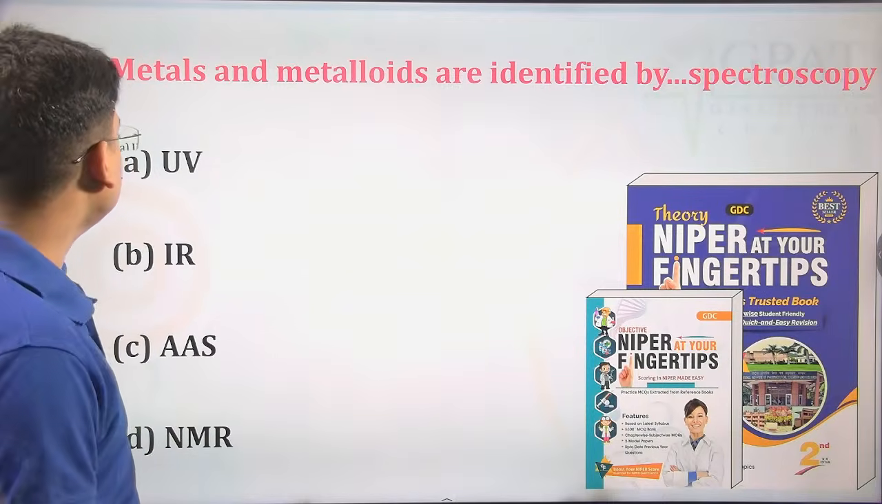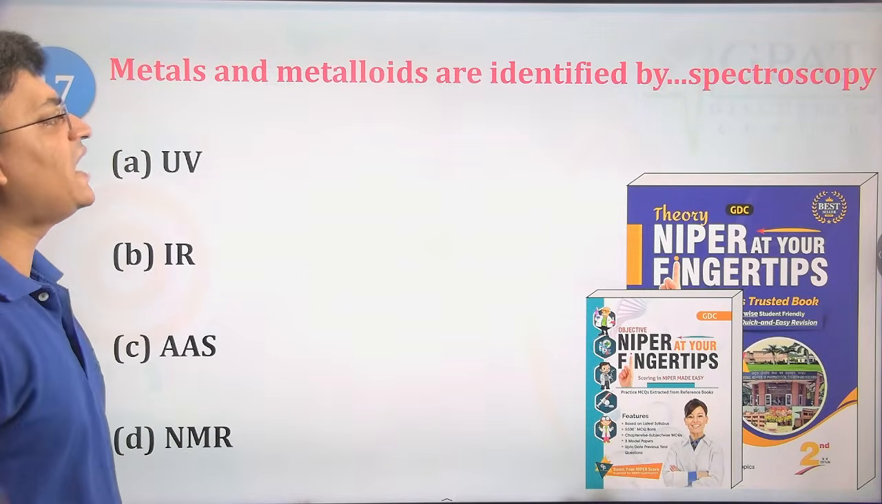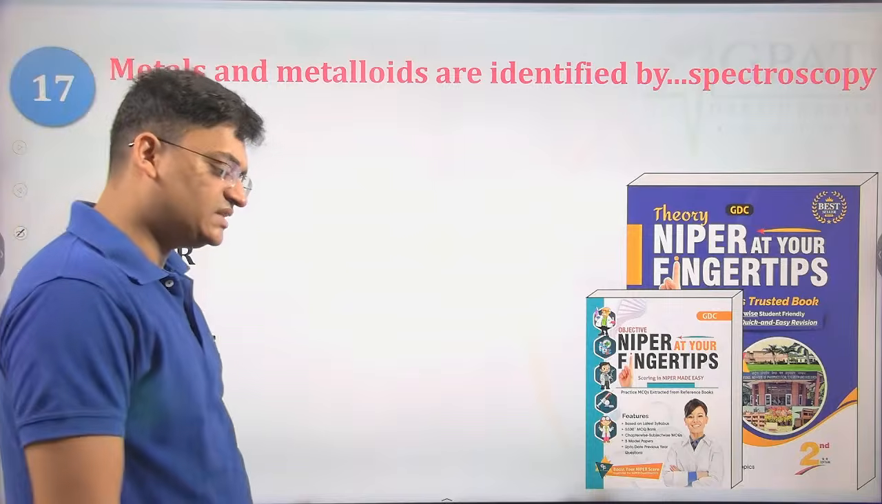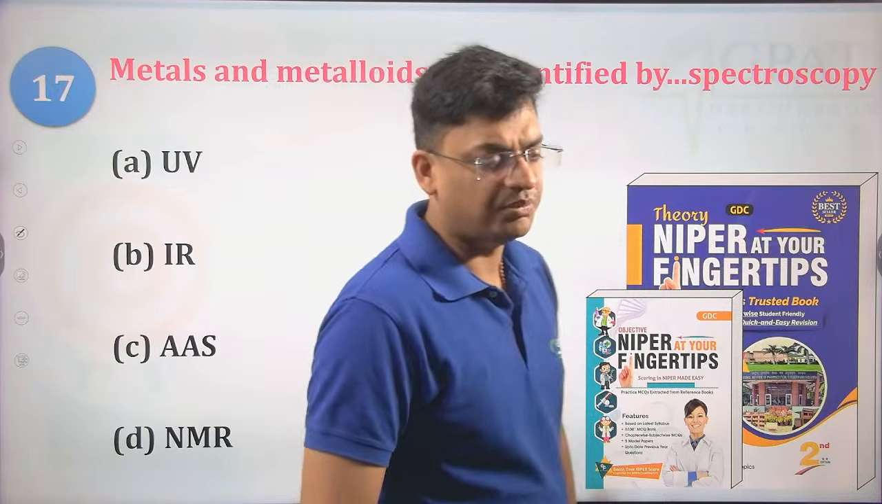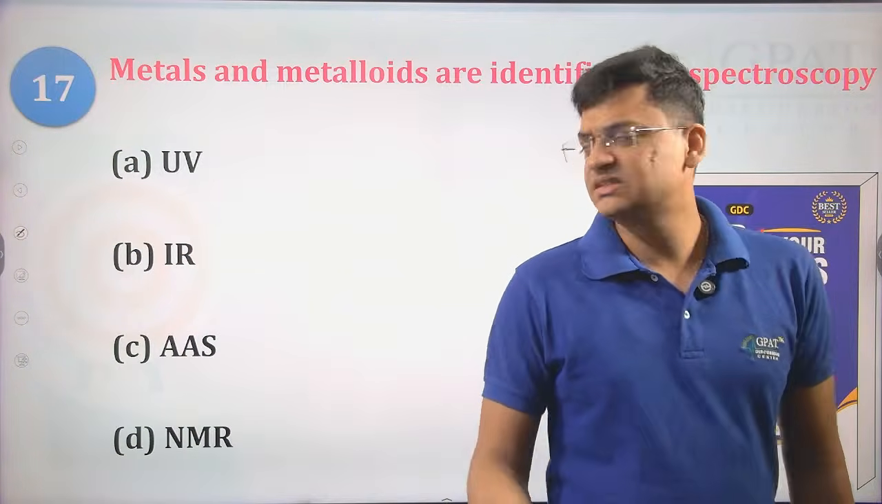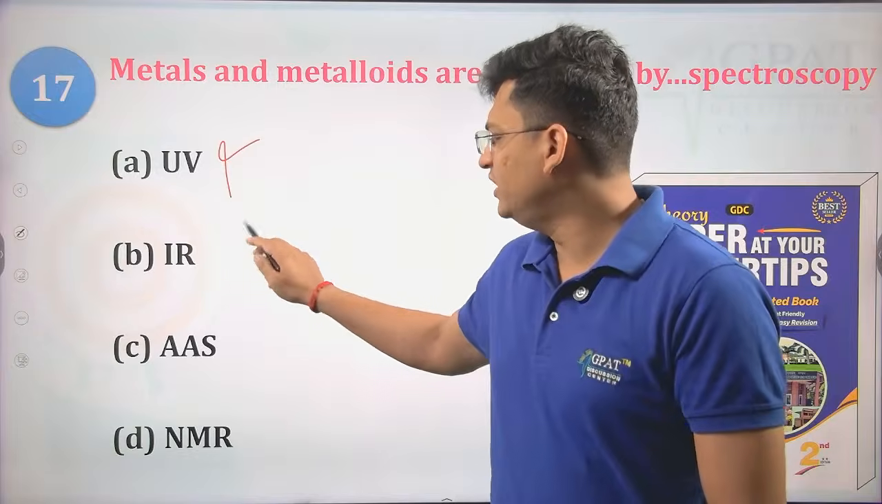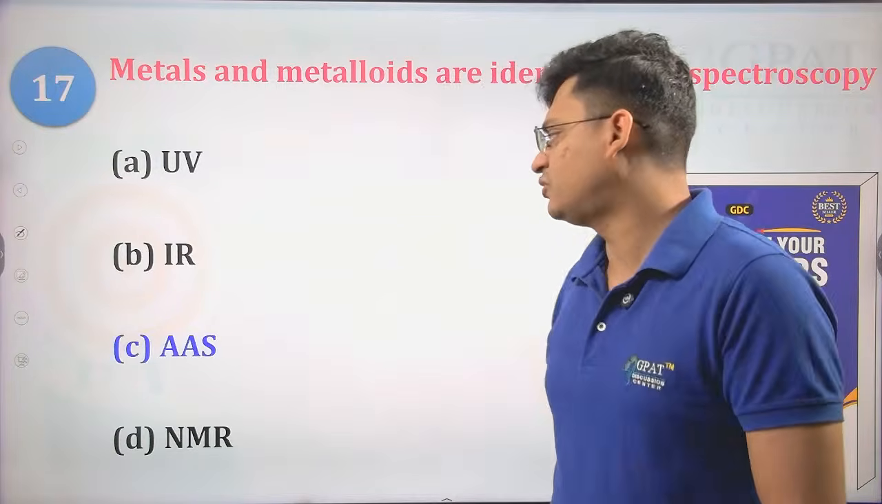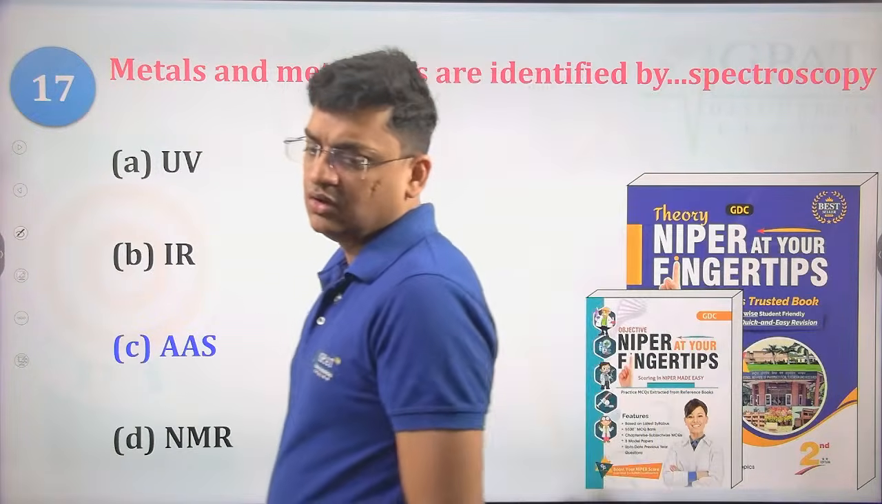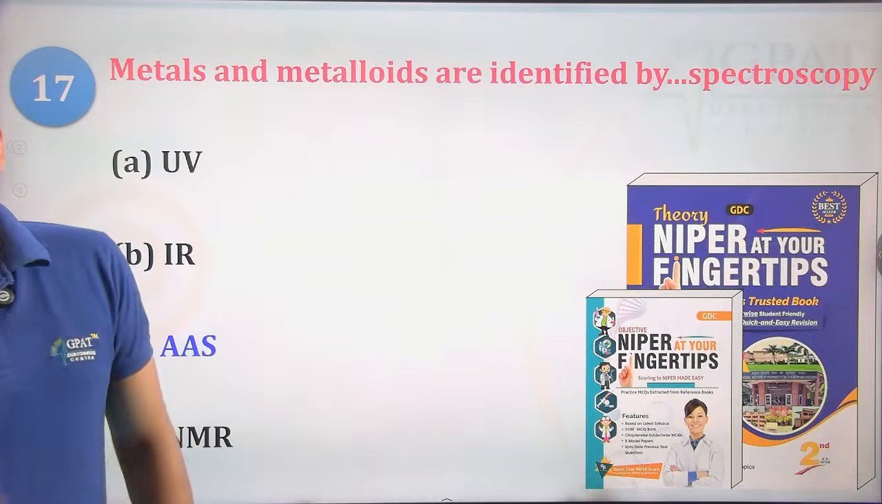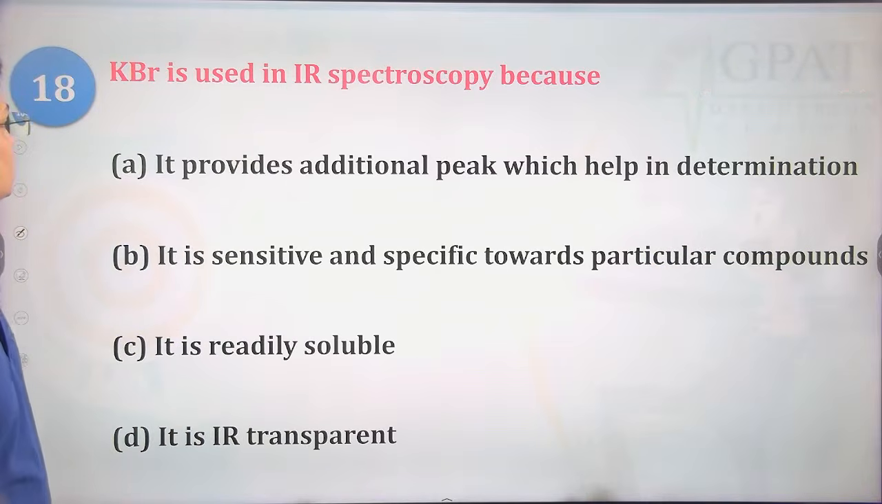Metals and metalloids are identified by atomic absorption, atomic emission. So simple answer, go for this. No UV, no IR, yes, atomic absorption spectroscopy, that is correct. C option. Option C, that is the right answer.